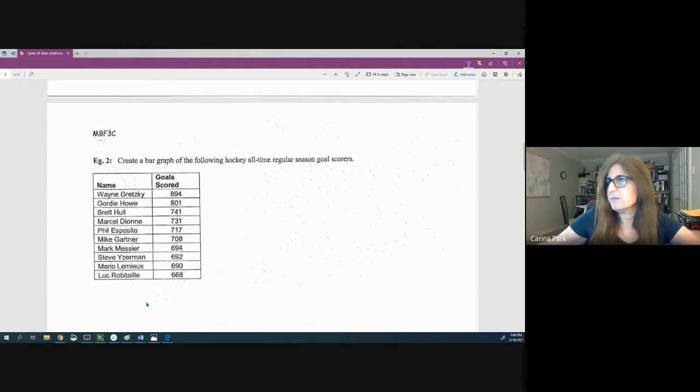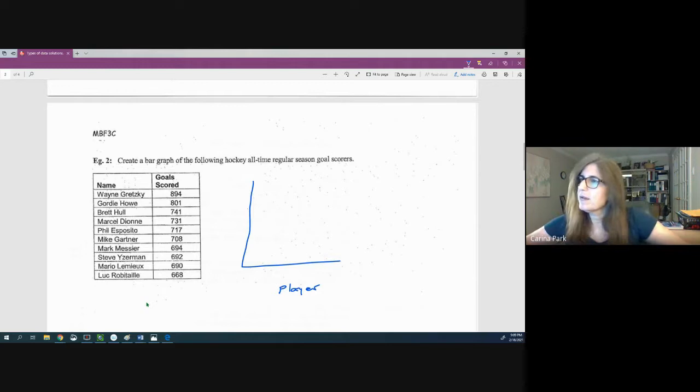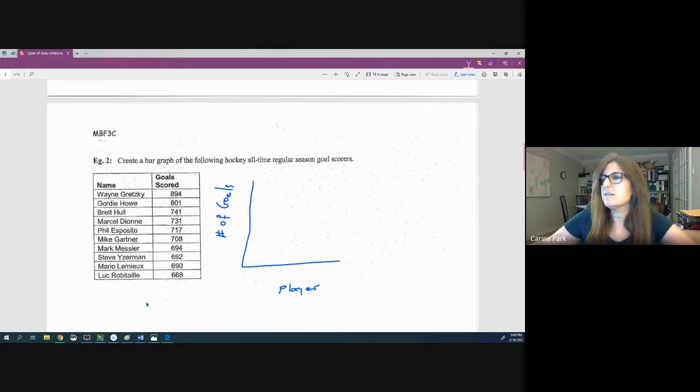And I'm not really going to spend a lot of time on this because we've already done bar graphs and we even made them in Google Sheets when we did the probability. So very, very roughly here, I have the player along here, and I have the number of goals. Okay, and I can see that the numbers go right up to 900. So I'm going to start at 0, and I'll just make tick marks. 100, 200, 300, 400, 500, 600, 700, 800, 900. I'll go up to 1,000. Label them 100, 200, and so on, all the way up to 1,000.